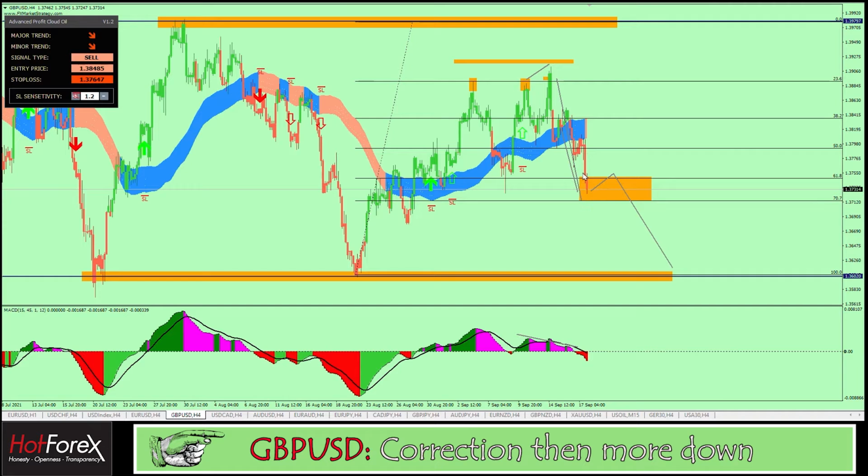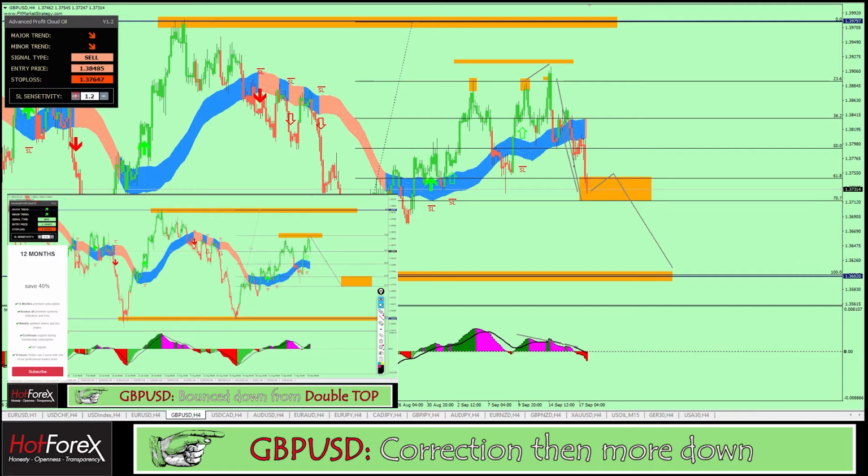Pound dollar, I think we got the target exactly, and we have made a video also explaining the stop loss hunting technique. We said to sell from here, and you can see it dropped exactly to the weekly forecast area.